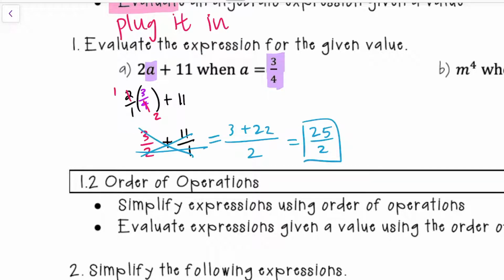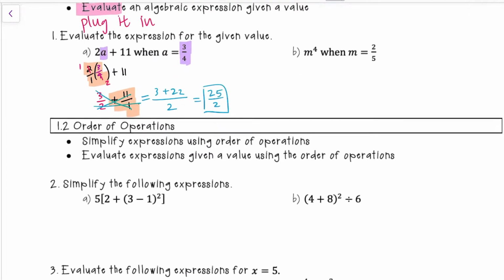Now, if you want to do that on your calculator, you may, but I still need to see the steps of, okay, first you multiply and then you add. So you can't just plug it into your calculator all at once, or you won't get full credit. And then you will do example or problem 1B for homework tonight.